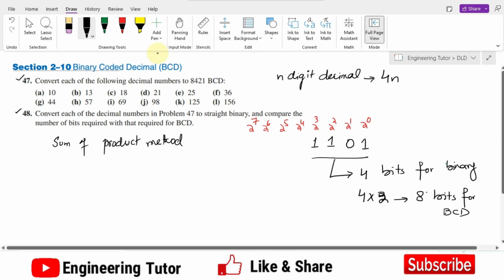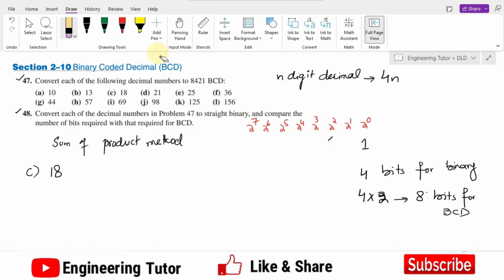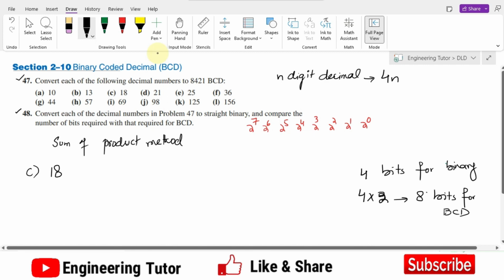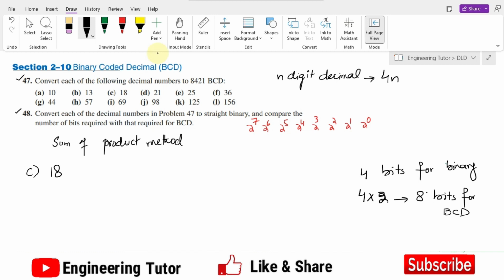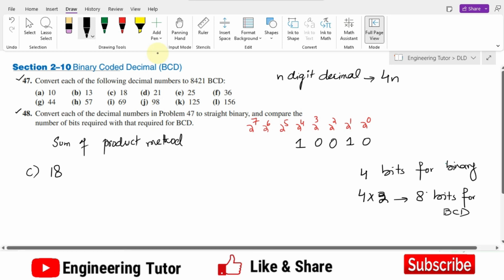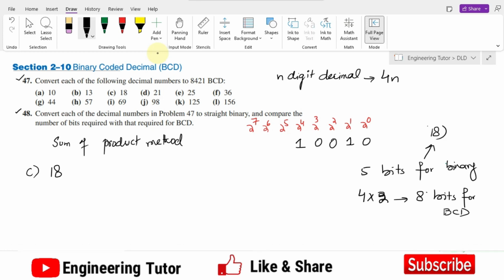Now let us proceed toward this C. So C is 18, and converting it to binary, this is 16, this is 32, so I have to choose this 16 because it illustrates the lower limit. So 1, now 2 to the power 4 is 16, so 2 is left because 16 plus 2 will be 18, so therefore I am choosing this one. All others will be 0 here. So 1, 2, 3, 4, 5, so 5 bits for binary for 18 in decimal.